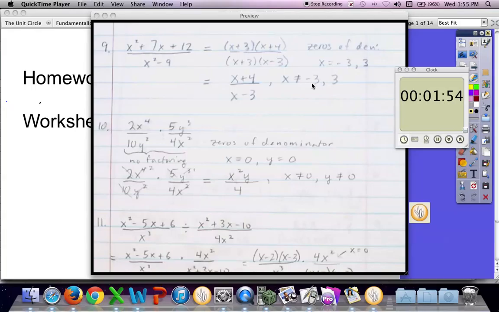Right? So if you didn't determine your restrictions until you got here, you missed one, and a lot of people did. A lot of people said the 3, but you didn't say the negative 3. So you want to identify the restrictions before you cancel.